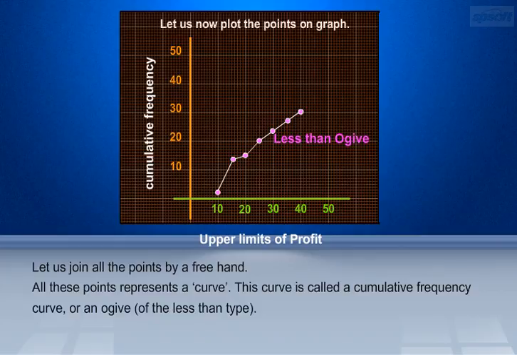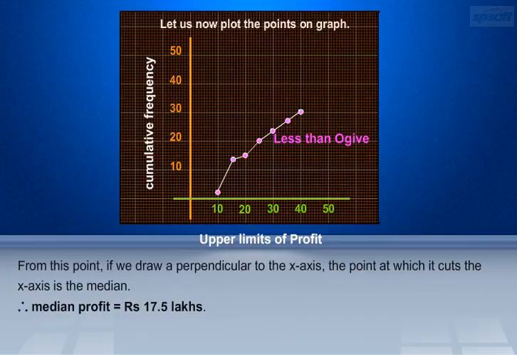We observe that the two OGIVs intersect each other at a point. From this point, if we draw a perpendicular to the x-axis, the point at which it cuts the x-axis gives us the median. Therefore, the median profit is 17.5 lakhs.